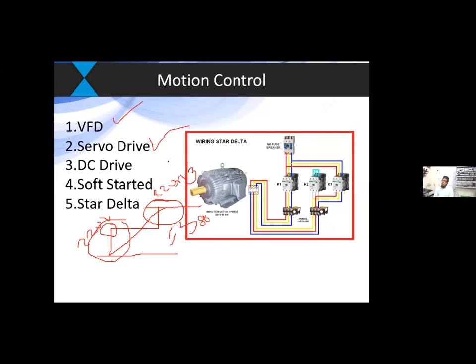For this reason, in industrial applications we mostly use the servo drive, because we need to know the feedback: where it is, what the RPM is, what the vibration condition is, what the torque condition is. This information we can only get from the servo drive, not from the stepper drive. And the DC drive, we already discussed. It is mostly used to control the DC motor. The soft starter is used to give safety to a motor, and the last one, star delta, is also used to give safety to the motor.